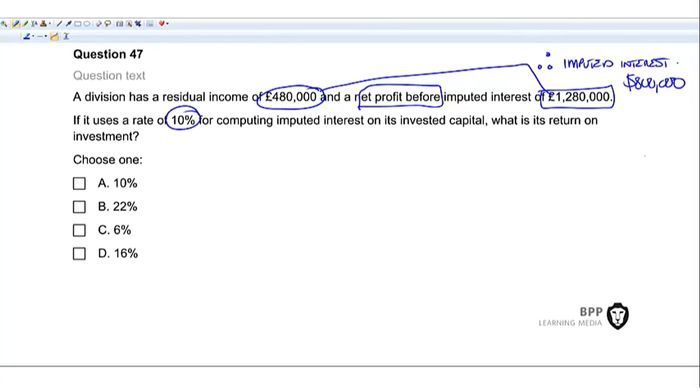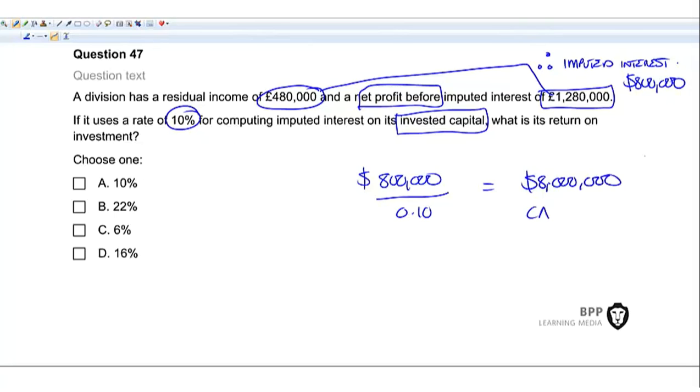I read on, and it also tells me that the company uses a rate of 10% for computing imputed interest on its invested capital. Well, if I have an imputed interest of $800,000 and I have used a rate of 10% on my invested capital to get that $800,000, well, if I divide that by 0.10, 0.10 being the 10%, I can therefore establish that this is a company that must have had capital employed of $8 million, or invested capital of $8 million.